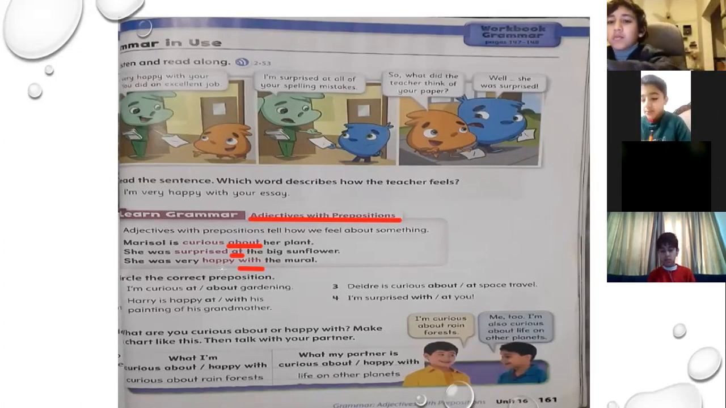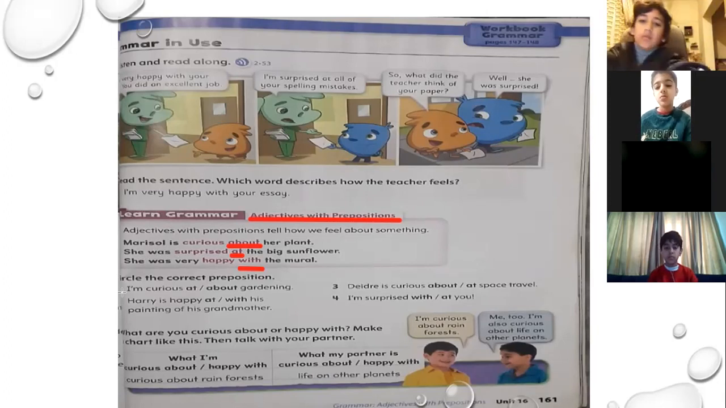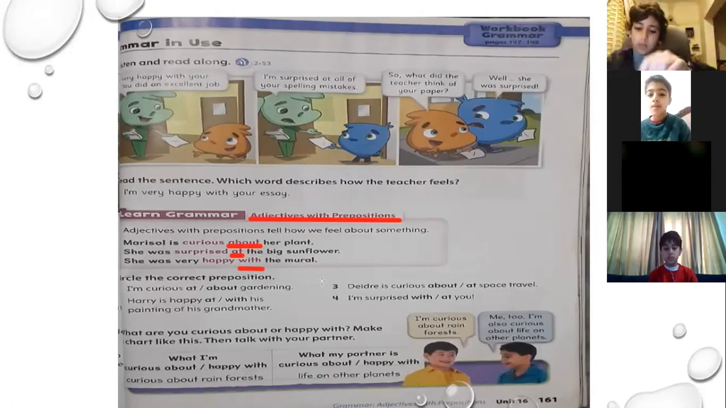Okay, students. As you see, these are the prepositions which are used in these sentences. Marisol is curious about her plant. She was surprised at the big sunflower, and she was very happy with the mural. So you see about, at, with. These are the words which are prepositions. And mural is something when you do painting on the wall, that is called a mural.